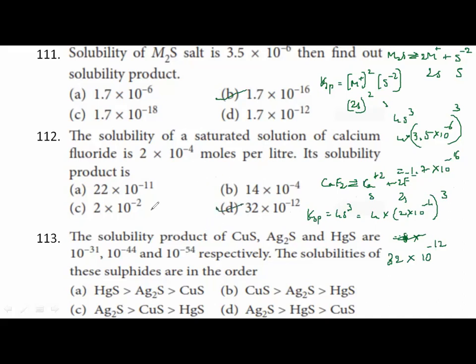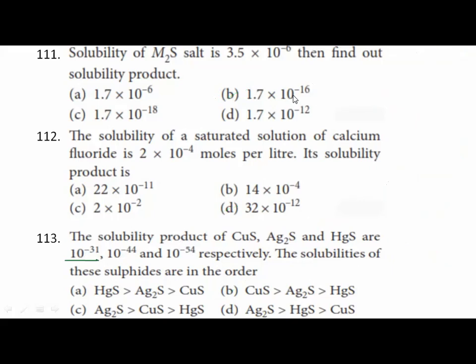Is that right? Okay. The solubility products of CuS, Ag2S, HgS are 10 raised to minus 31, 10 raised to minus 44, 10 raised to minus 54 respectively. Solubilities of these sulfides are in the order. Greater the solubility product, greater is its solubility. So which is highest? So this is greater. What is this? CuS. So CuS comes first, then comes 10 raised to minus 44, that is Ag2S, then comes HgS. So which holds this answer? It is option B. It is the correct option.